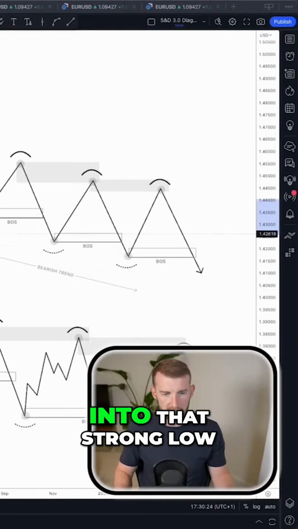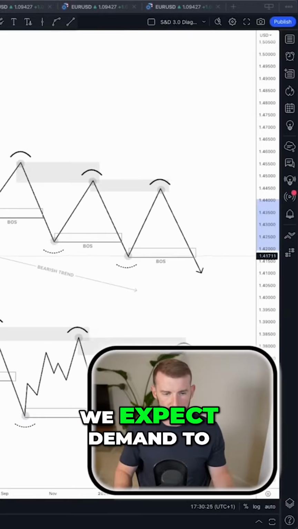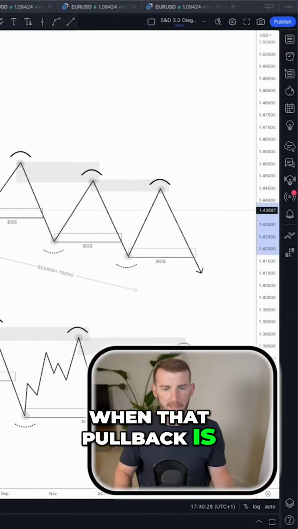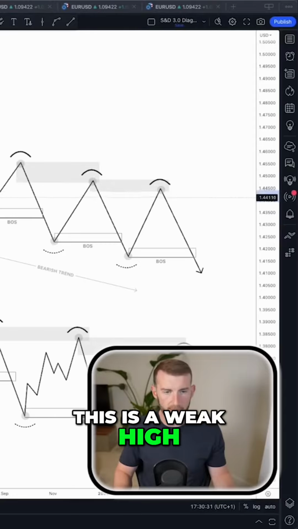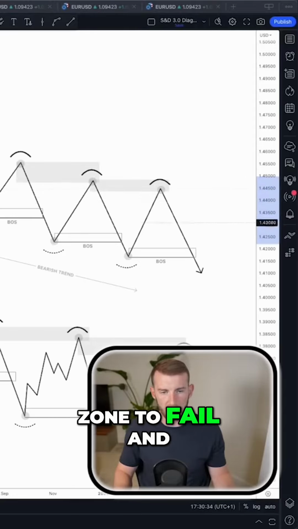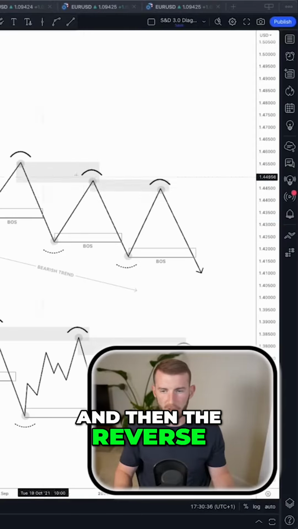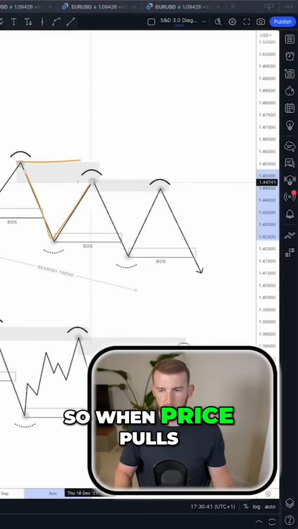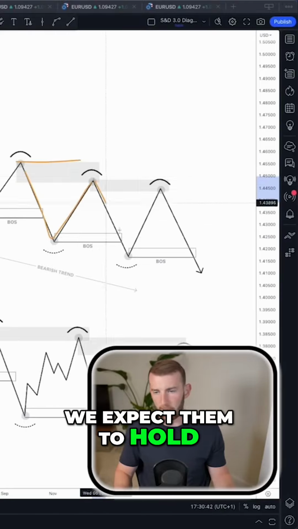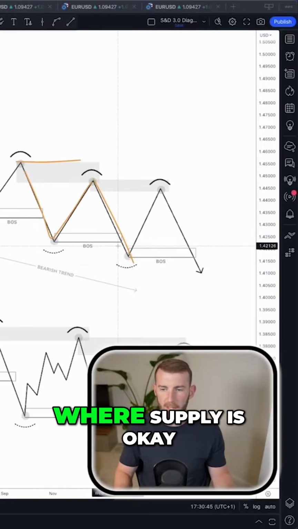So when price pulls back into that strong low, we expect the low to hold, we expect demand to hold, and now when that pullback is complete and we're making that next swing leg to the upside, this is a weak high, we expect that supply zone to fail, right? And so on and so forth. And then, the reverse for supply, right? The highs are strong because they break structure, so when price pulls back up to them, we expect them to hold, but we want to target those weak lows where supply is.